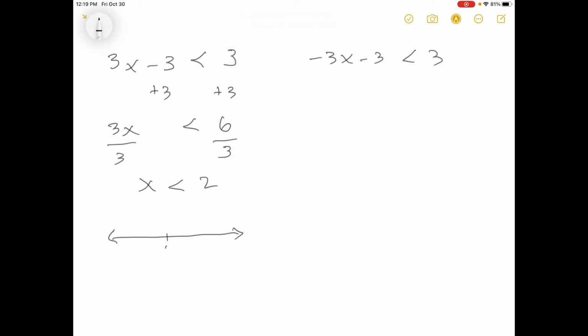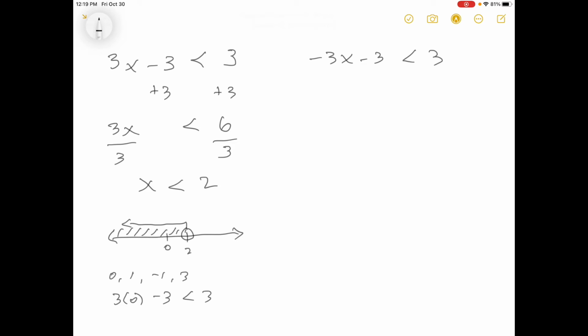So I'm going to put a 2 here. I'm going to put an open circle, and I'm going to go to the left to include any numbers that are less than but not equal to 2. So solutions in this inequality, numbers that will make this inequality true, are numbers like 0, 1, -1, -3.